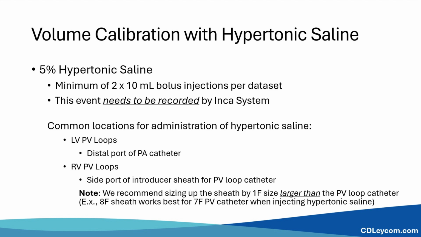The second required item is a PV loop recording of a 10 milliliter bolus injection of 5% hypertonic saline. In fact, it's recommended that a minimum of 2 10 milliliter bolus injections of 5% hypertonic saline occurs per dataset. Recall that a dataset is defined as any single time a PV loop catheter is delivered into the ventricle.